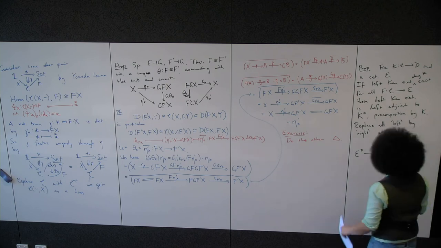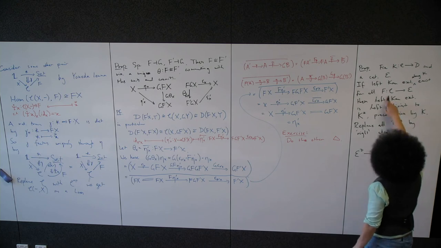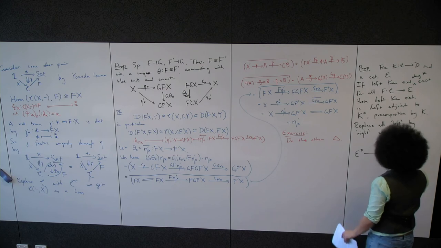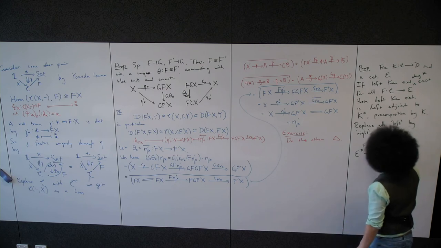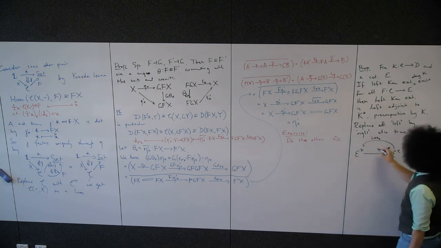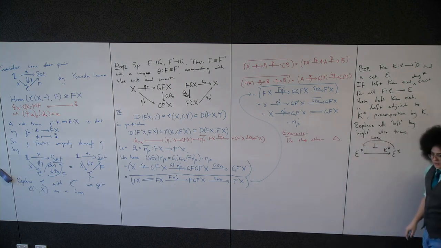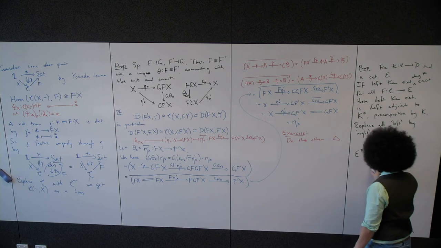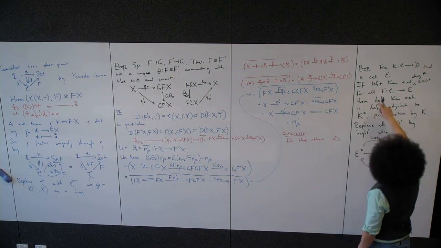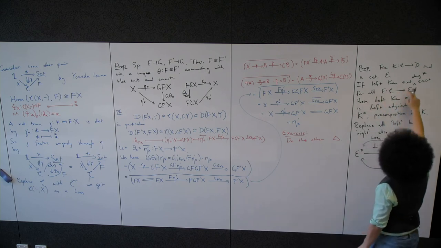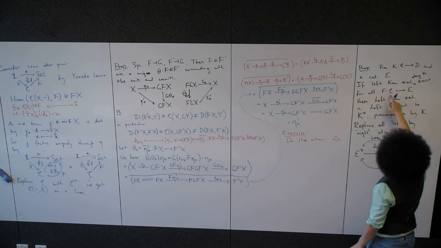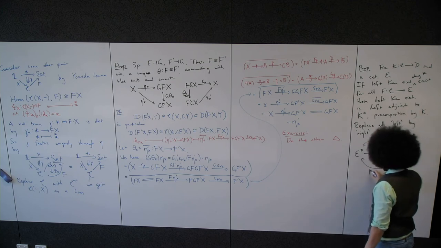All right. If every functor from C to E has a left Kan extension along K, then taking left Kan extensions along K is left adjoint to precomposition. Similarly, if right Kan extensions along K exist for all functors from C into E, then right Kan extension is right adjoint to K star.